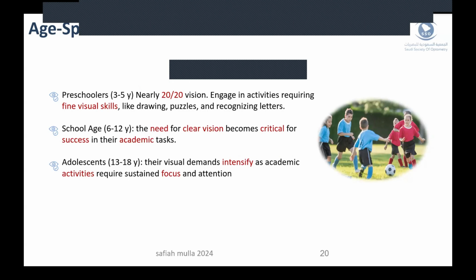The school age children, 6 to 12, need clear vision because they have to succeed in their academic tasks. Their visual demands intensify as academic activities require them to stay in focus and attention. So you need to work with them to push them toward that level of visual acuity.